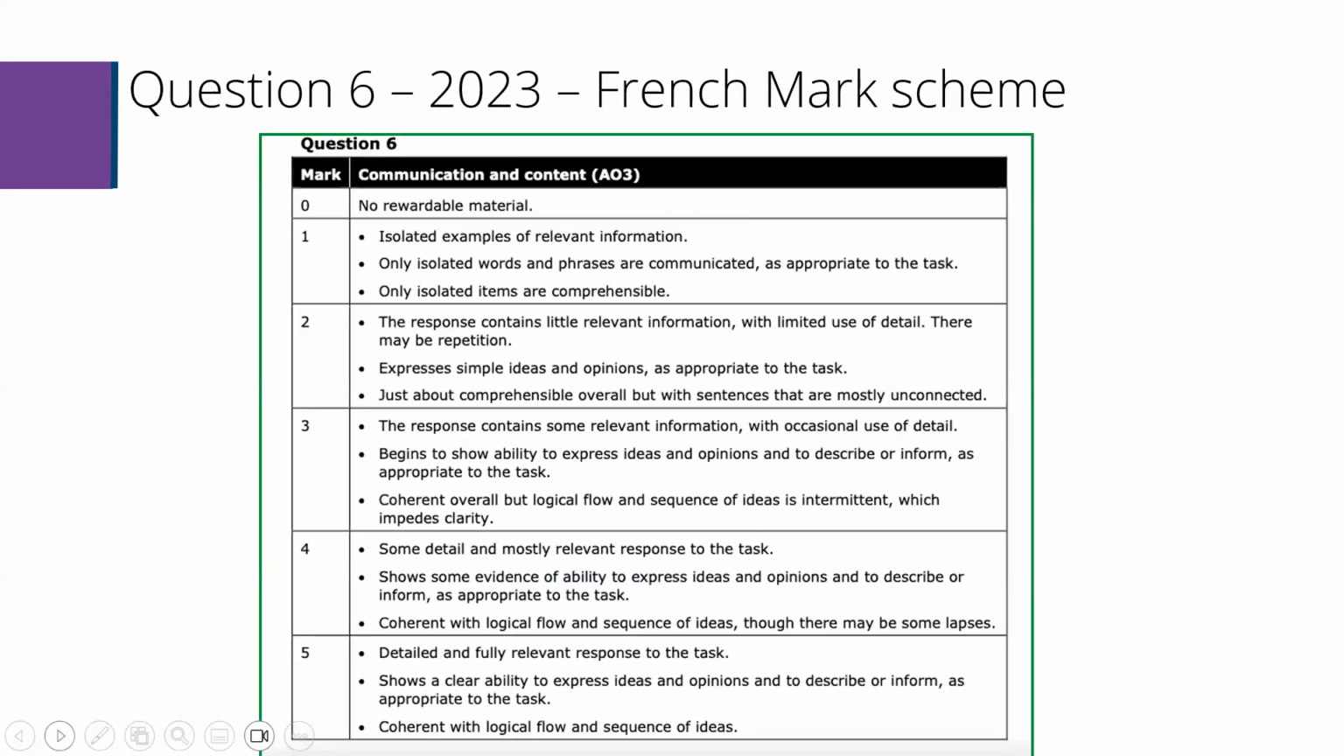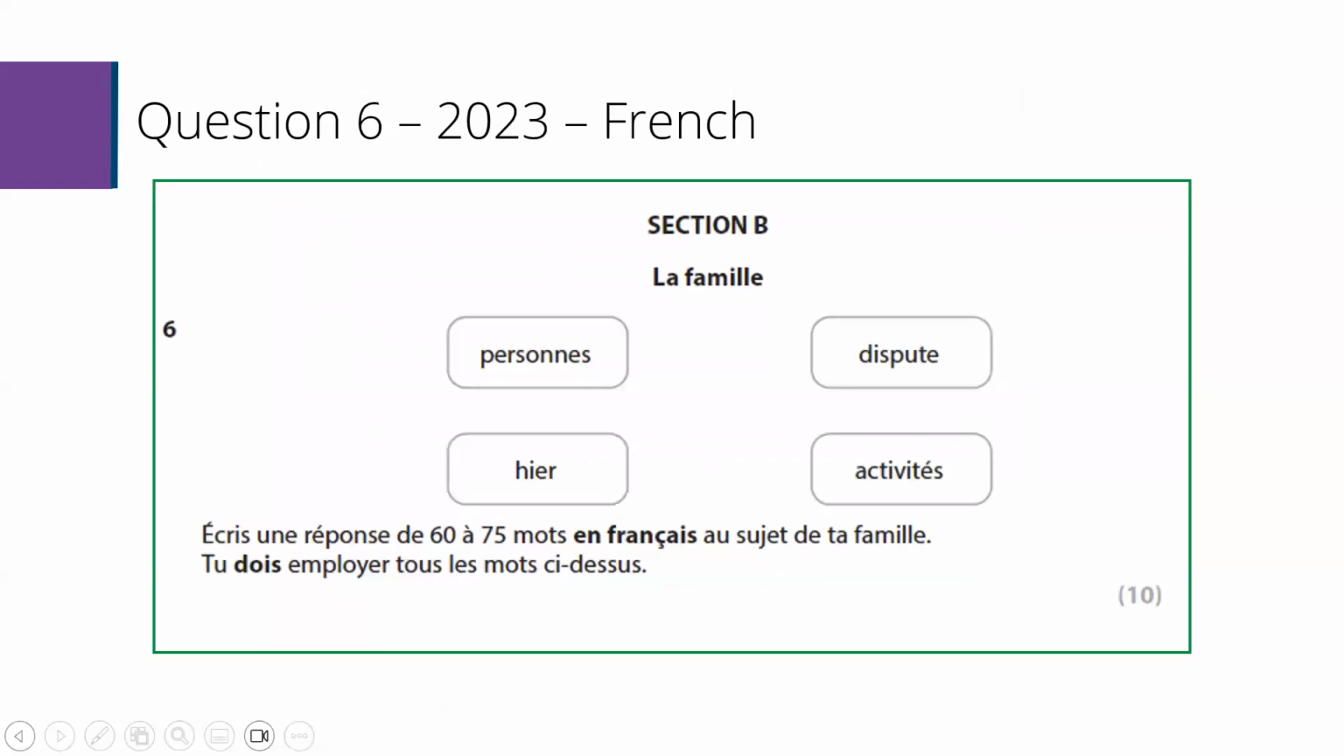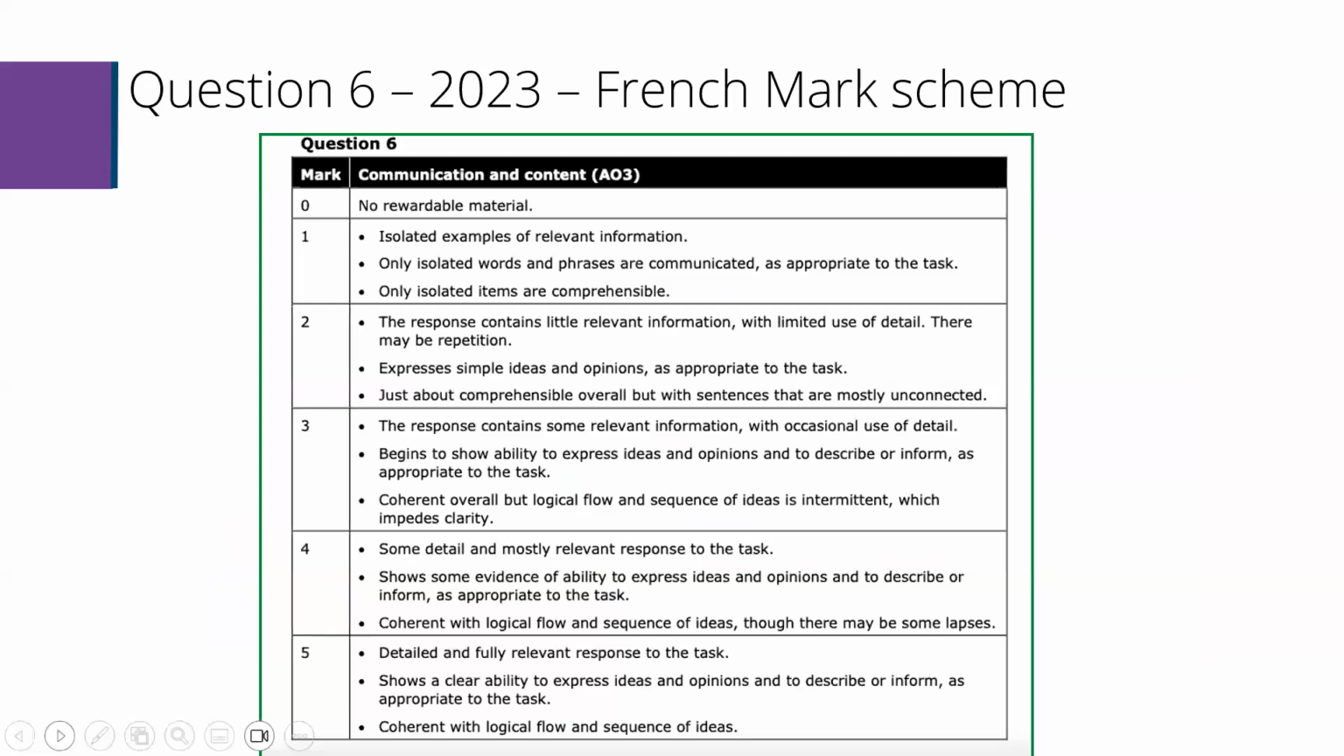Now, in terms of marking, if we look at communication and just sort of taking you back, there are 10 marks for this question, only 10 marks out of the 40 that are available. So the question is marked firstly for communication and content. If we look at the 5-mark box there: detailed and fully relevant response to the task, shows clear ability to express ideas and opinions and to describe or inform as appropriate to the task, coherent with logical flow and sequence of ideas.